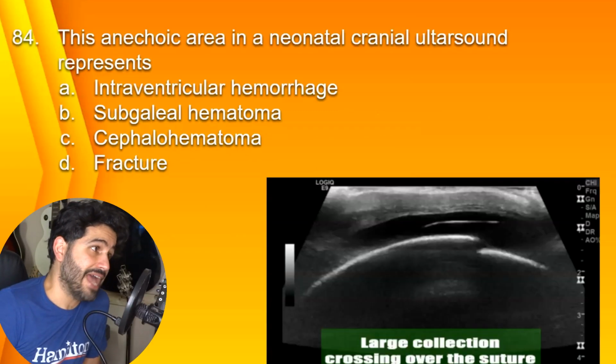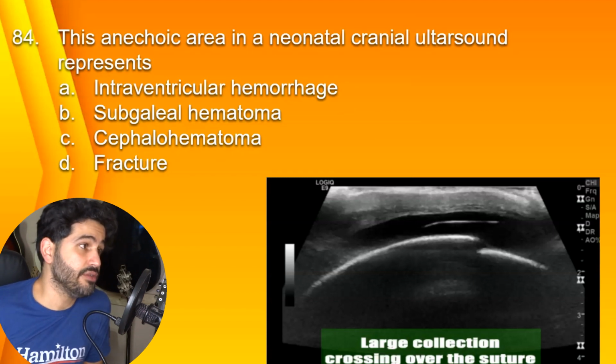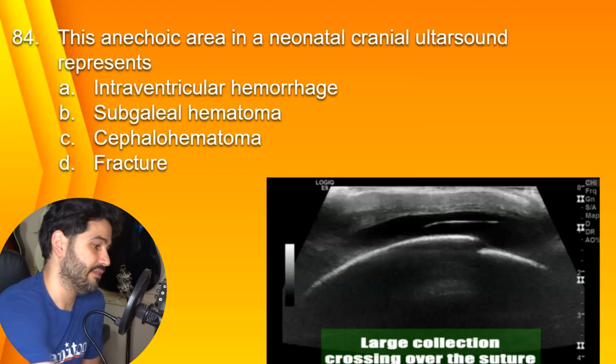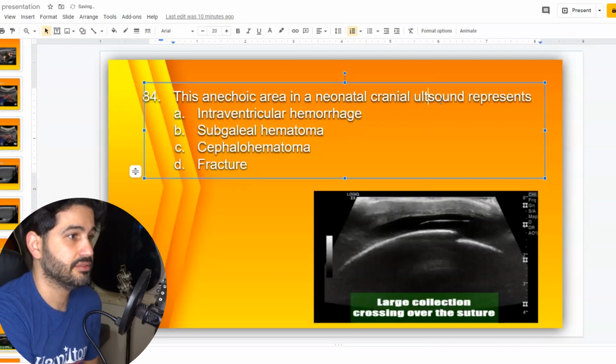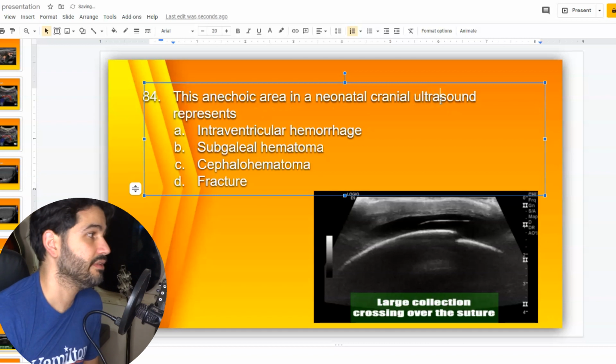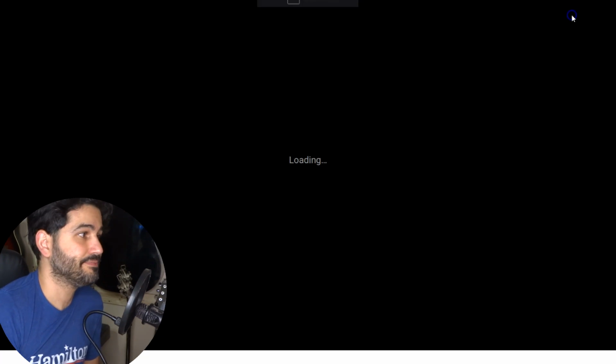Number 84. This anechoic area in the neonatal cranial ultrasound. Hold on, I gotta fix this. Ultrasound. All right. So let's go back.